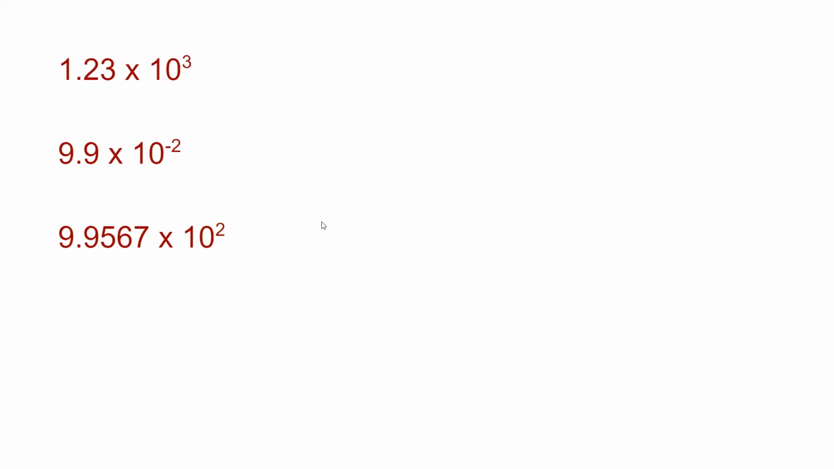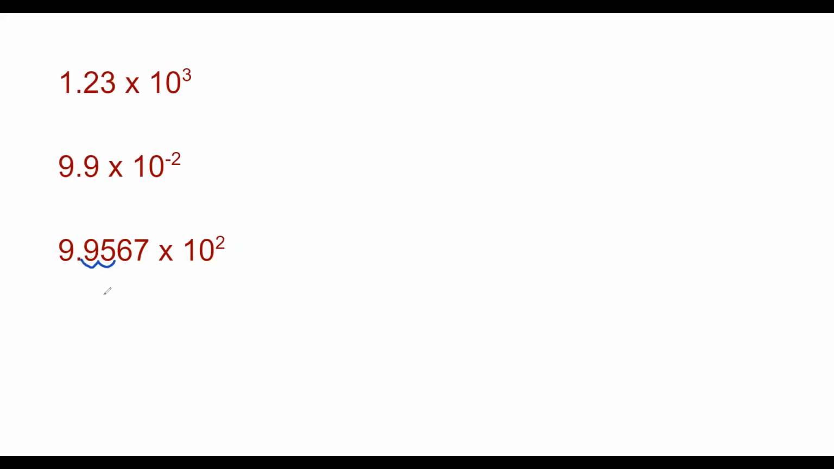9.9567 times 10 to the second. We have a positive exponent. This is going to be a large number. 2 places to the right. We get 995.67 based on moving 2 places to the right.